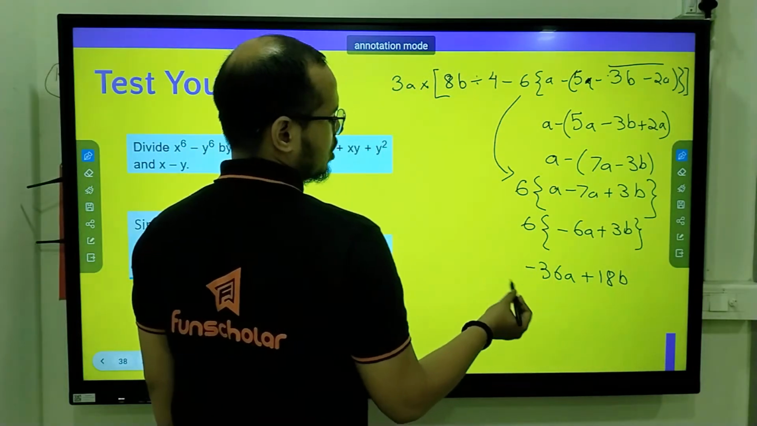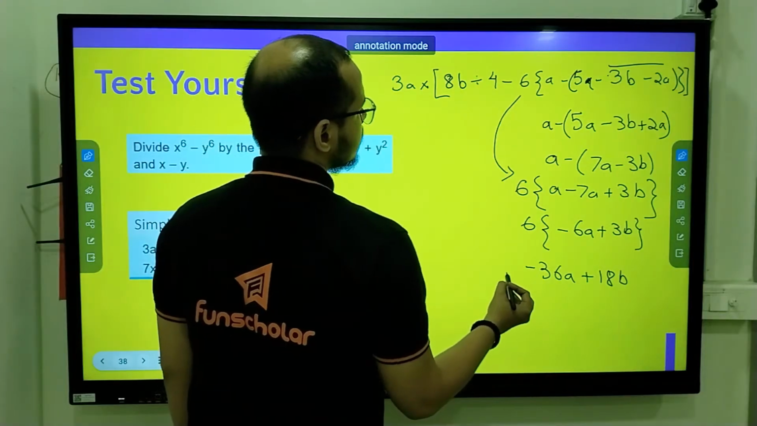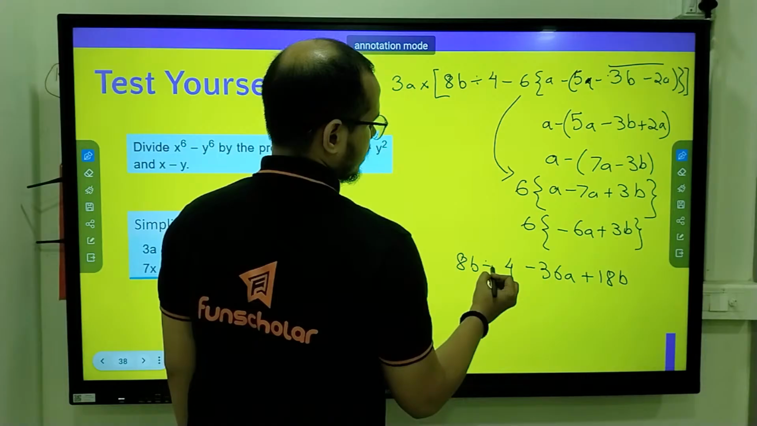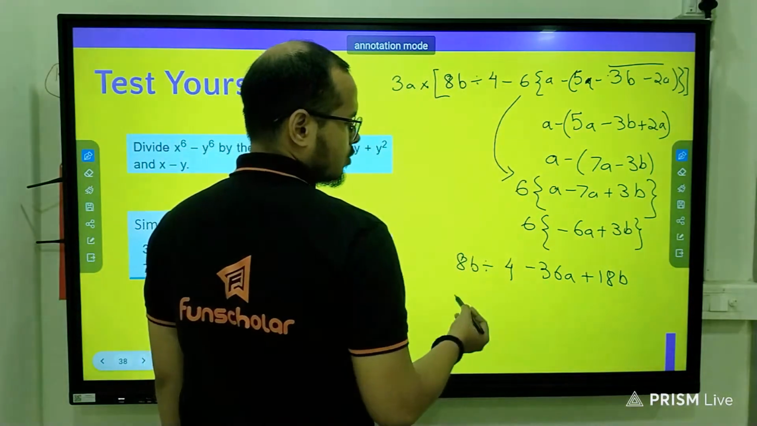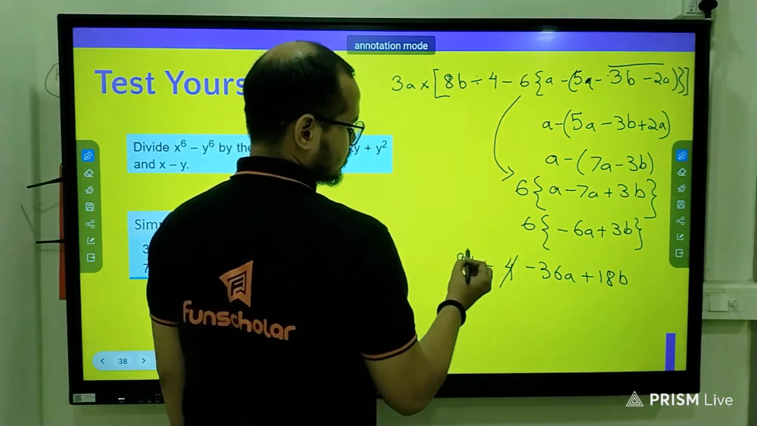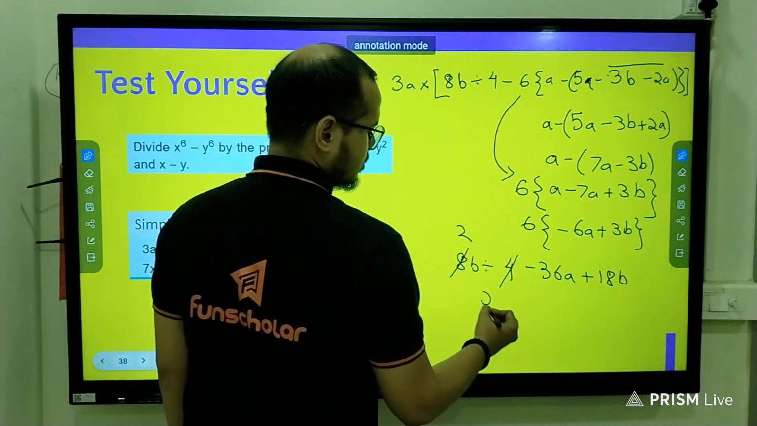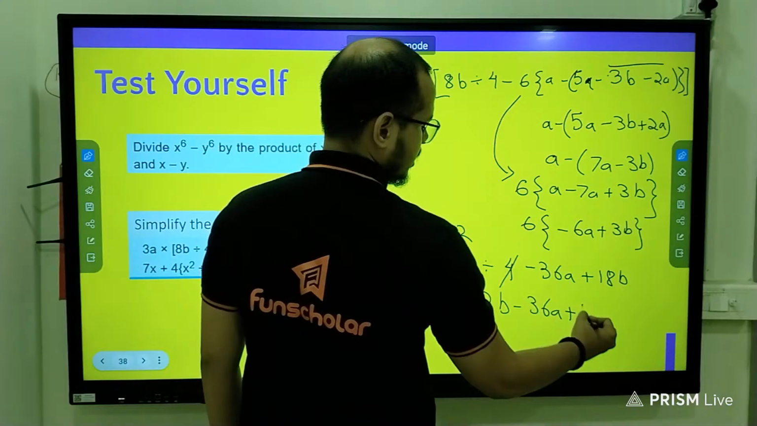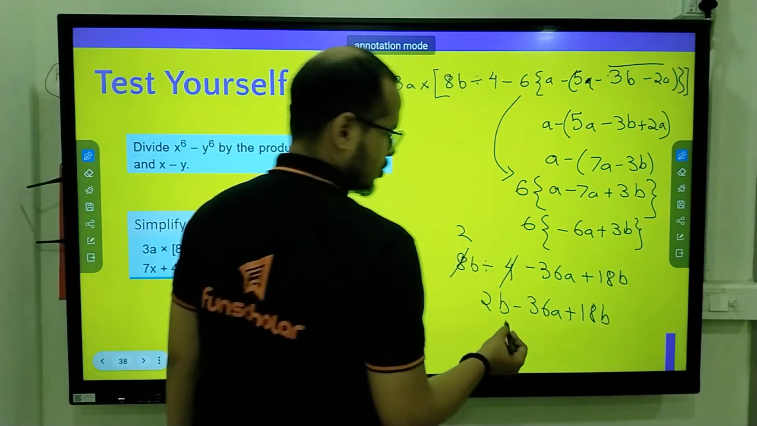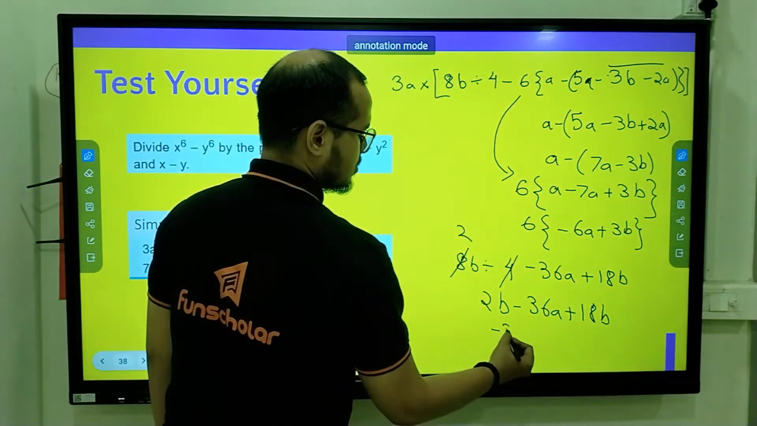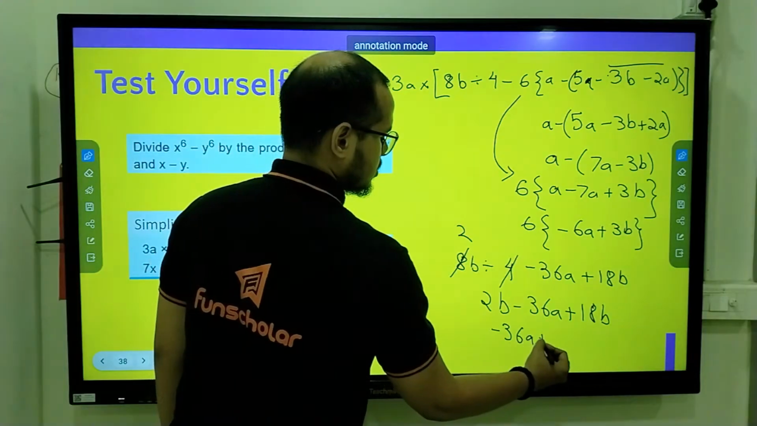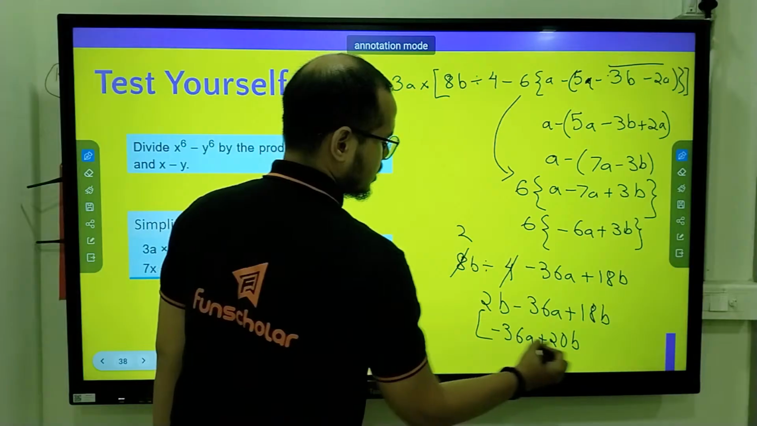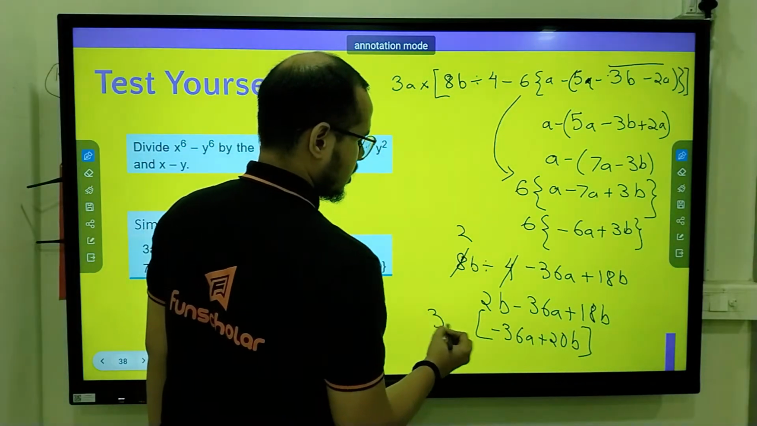Okay, and now what we have? We have 8b divided by 4. Okay, now using the rule, I know this, so it will be 2b minus 36a plus 18b. So 2 plus 18, so this will become what? Minus 36a plus 20b. Now last is 3a, multiply this by 3a.